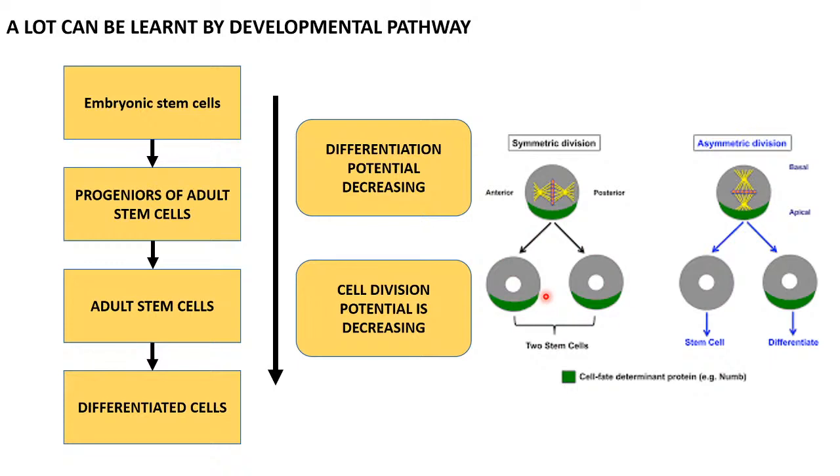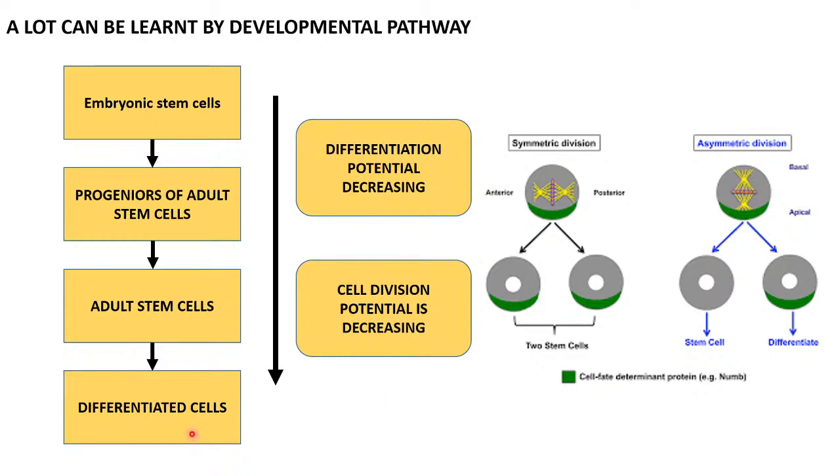So if you require the repair again and again and again, they can do it. And by asymmetric division, they are maintaining their own population as well as giving you new differentiated cells. But the crux is the differentiated cells are not going to divide. They can divide actually if they have some mutations. By those mutations, they regain the properties of cell division, and these cases are generally cancer, right? So this is the developmental pathway by which we are learning which cells can divide, which cells cannot divide.